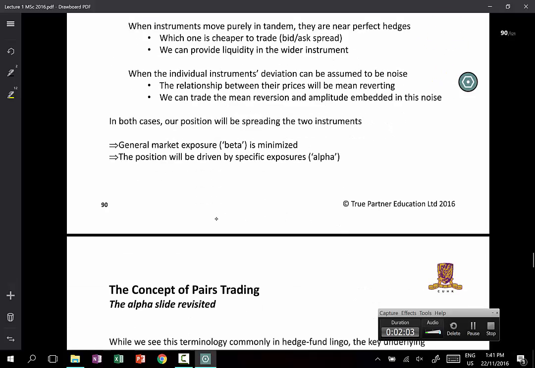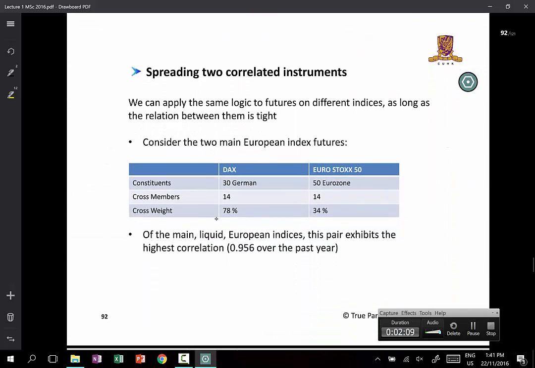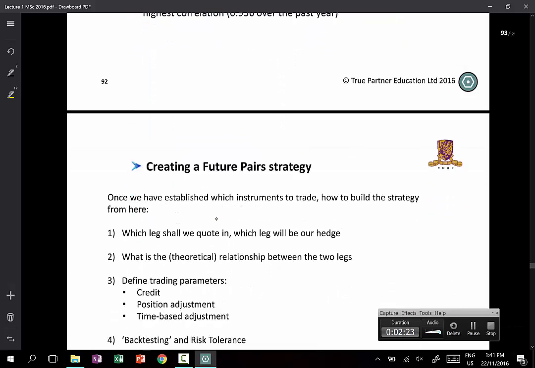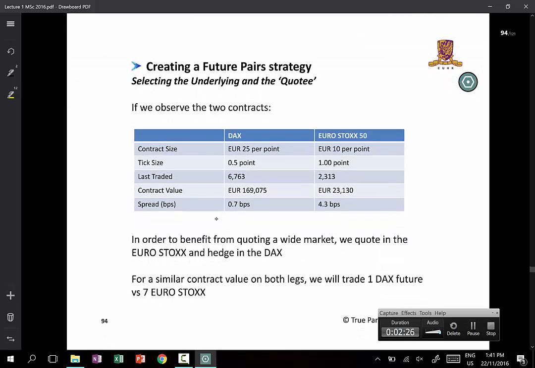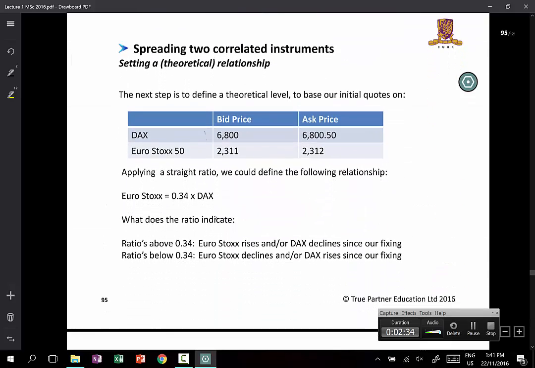somewhere around there. Now the thing about pairs trading is that, okay, what is the theory? What is the assumption behind it? The assumption is that when you are trading the DAX versus the Euro Stoxx, the actual market levels of these should overall be connected by a certain ratio, in this case the ratio is 0.34. Okay, now let's just say that is true.